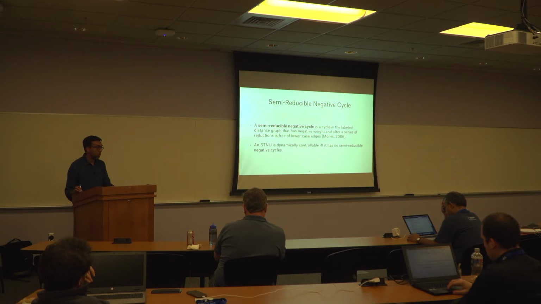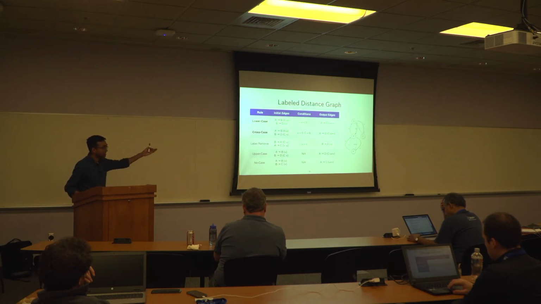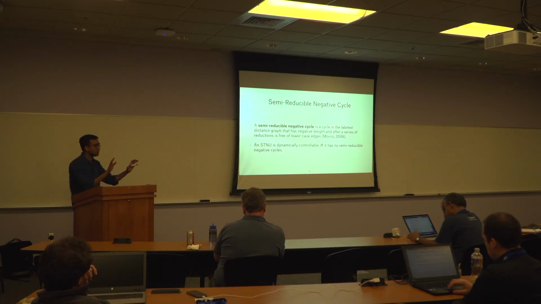Jumping back to your earlier question about whether we can have both lowercase and uppercase labels of the same type, the answer is yes. If you find a negative cycle that has a lowercase and uppercase label of the same type, it is possible that suffices as a proof that the STNU is inconsistent, but the lowercase edge has to be removed through the application of one of these rules. That was the nuance associated with it. But the really nice thing is that this whole notion of a semi-reducible negative cycle existing if and only if the STNU is not dynamically controllable is the exact same idea we had when we were talking about the STN.